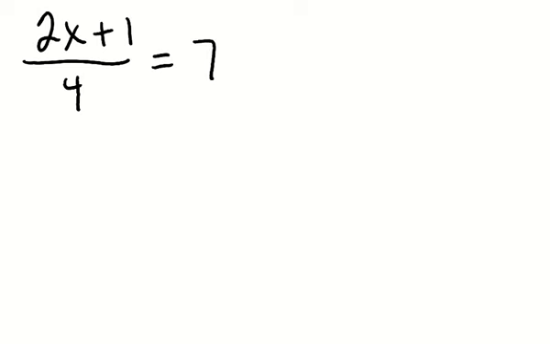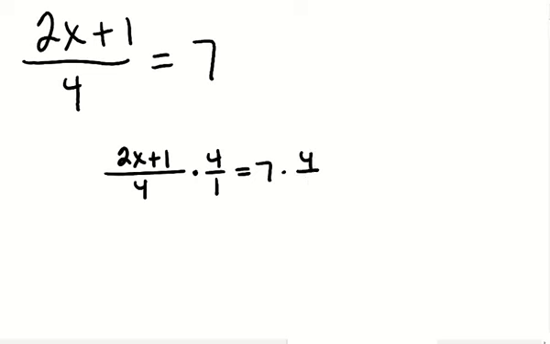Yeah, definitely. Multiply by 4. So I'm going to start by multiplying by 4. So I'll say that 2x plus 1, maybe I'll just say multiplied by 4 over 1 is equal to 7 times 4 over 1. You want to multiply by the same thing on both sides. Don't want to change the validity of the equation. We know from a couple times ago that works.